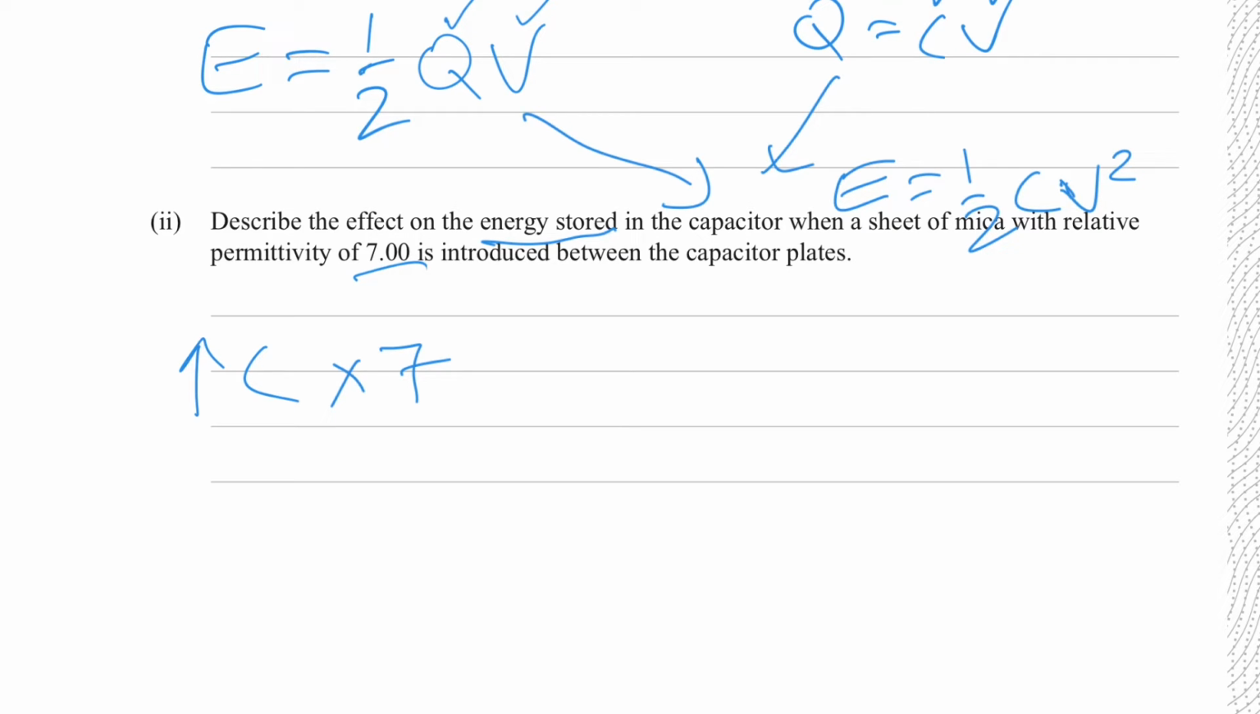The question we have to ask is, is the voltage changing at all? And the answer is no, because that's still determined by the supply. And we're talking about the energy stored when it's at a steady state in the circuit. So the voltage across the capacitor will be unchanged, still the supply voltage. But the capacitance has gone up by a factor of 7, so the energy stored will be going up by a factor of 7 as well. I think that's what they're getting at there.